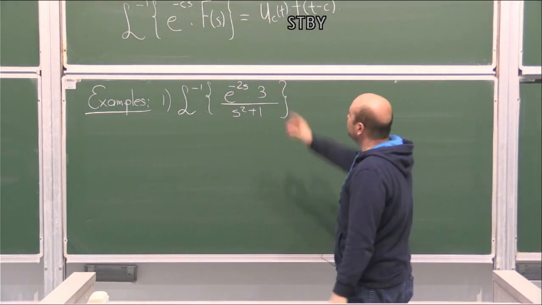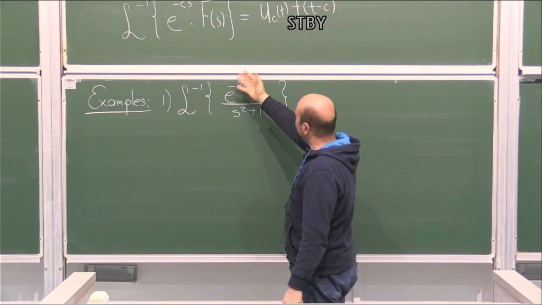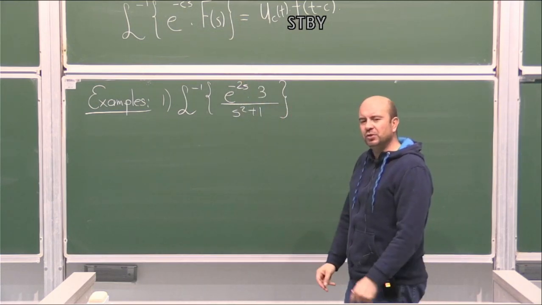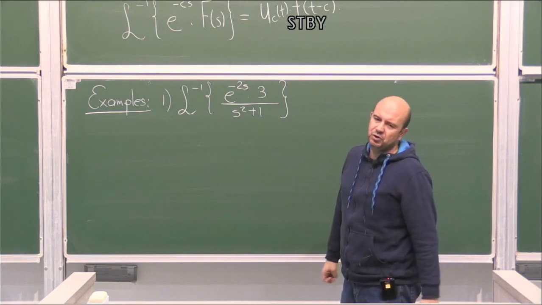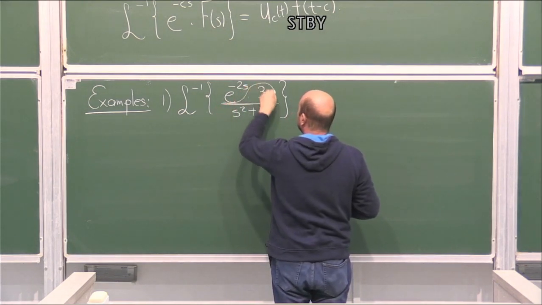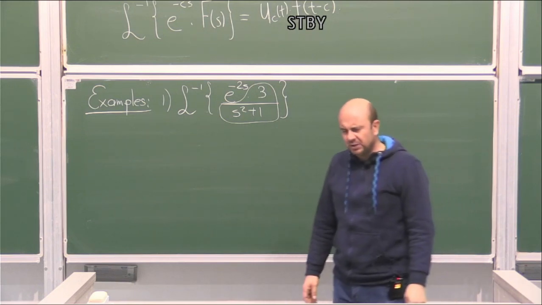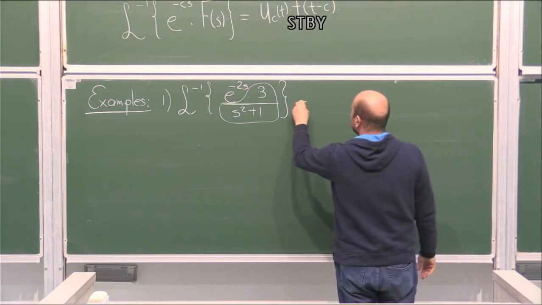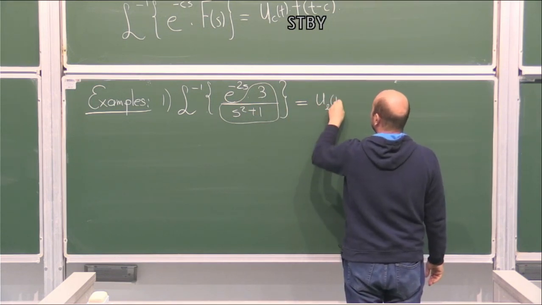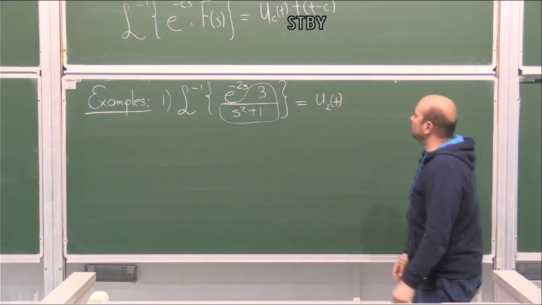Now, this formulation says that when you see e to the minus cs, you will understand that when you take its inverse Laplace, there must be a unit step function. So that's the reason we will just worry about this portion, which will eventually give us just a step function. So this will give me u_2(t), because we have e to the minus 2s, according to the formulation.